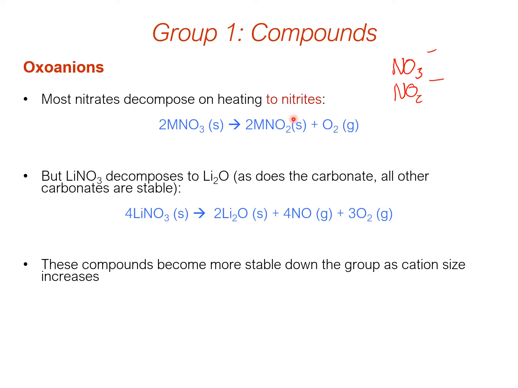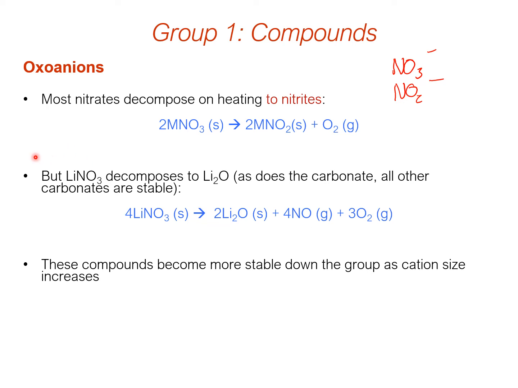So as I was saying, most of the group 1 nitrates will decompose on heating to form the nitrites, as shown in this equation, and one equivalent of molecular oxygen in the gas phase. Lithium is slightly different. We've seen before that lithium decomposes a bit differently with hydroxides. So all the other hydroxides were stable, but lithium hydroxide did decompose upon heating.